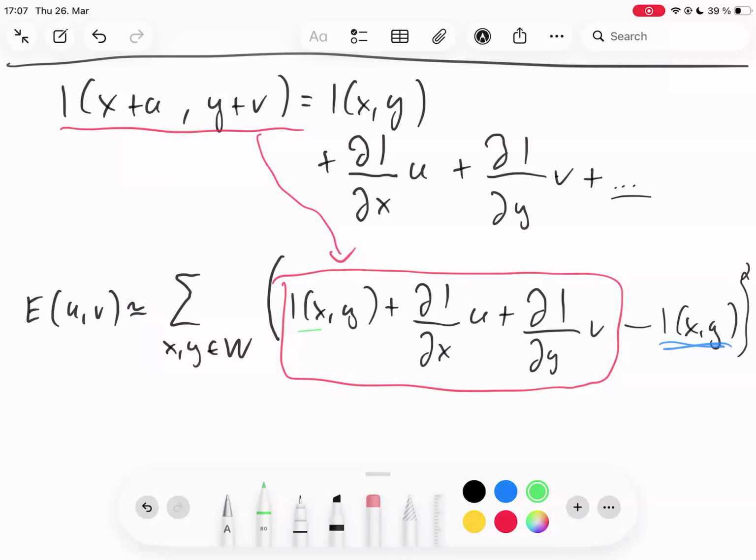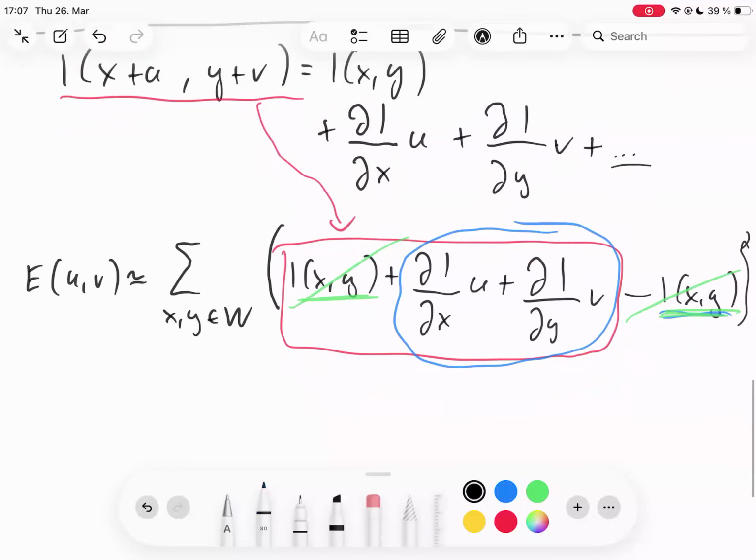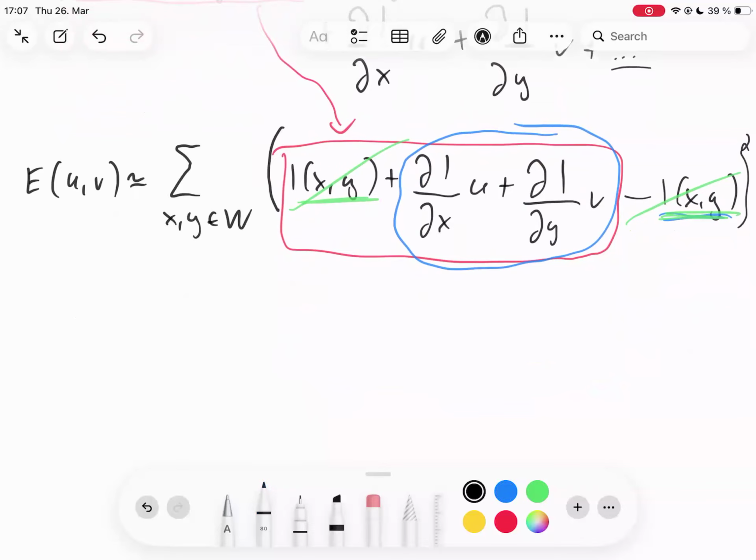So we have these two terms that I'm highlighting in green, and they just cancel each other out. So we have this intensity minus the intensity, so they just cancel each other out. And what we have left in this squared error is just those ones here. Are you still with me? Good. And now we just tidy this a little bit up and simplify it.